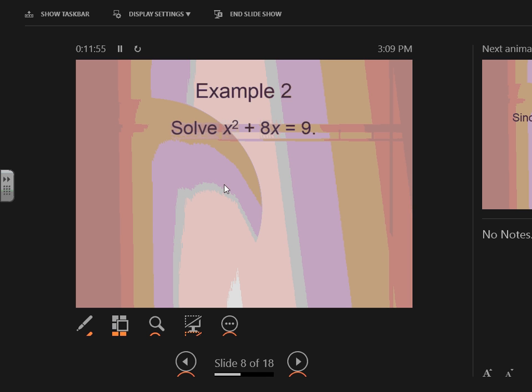But is there a number that I can make x squared plus 8x plus something to be a perfect square trinomial? No, the 9 is going to stay over there. I don't want it to come over because I can't factor it. Isn't this the b term? 8, right? Can I take 8, divide it by 2, then square it, and add 16 onto this and have a perfect square trinomial? Is that true?